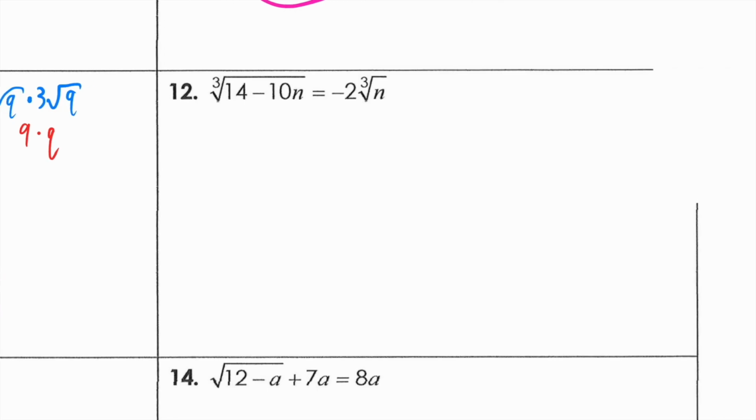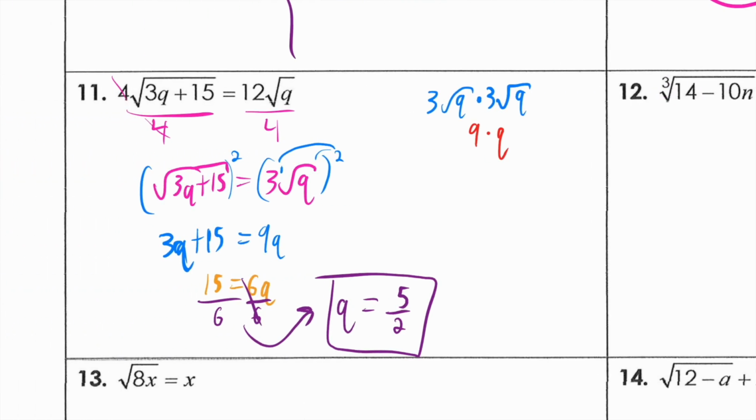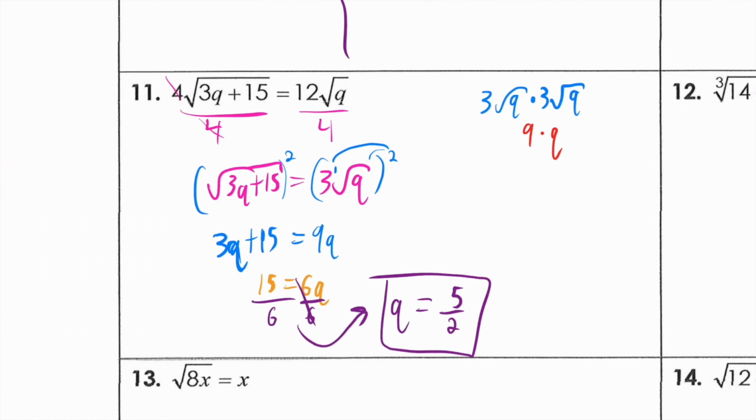Number 12. So here we have cube roots, one on each side. We have a negative 2 out in front. Oh, sorry, let me go back to 11. I did mention I was going to say, hey, what would you do in this what-if scenario for us not multiplying or reducing by 4. So let me talk about what you would do if that were to be the case. So you would square both sides.